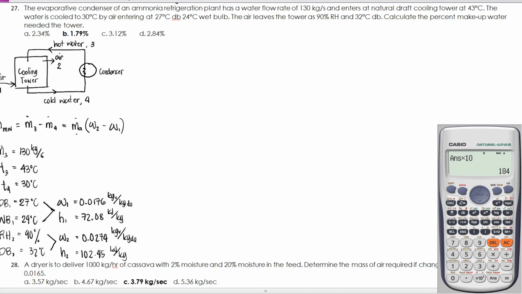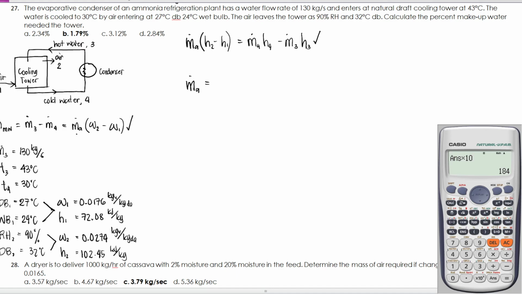Kapag nag-energy balance naman tayo dito kay cooling tower, magkakaroon tayo ng equation na ang mass ni air times yung change of enthalpy niya, H2 minus H1, ay equal sa mass 4, H4 minus mass 3, H3. At kung pagsasamahin natin itong mass balancing at energy balancing na to, makakakuha tayo ng formula for the mass flow rate ng air.